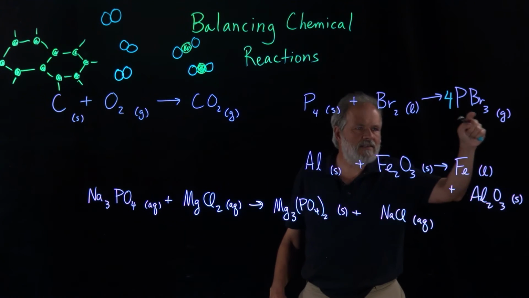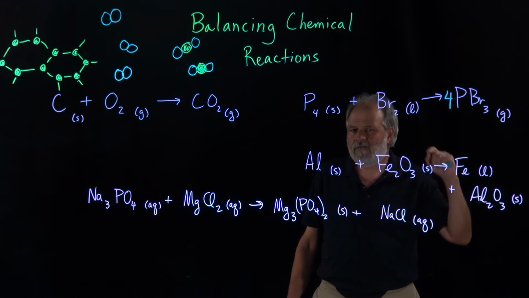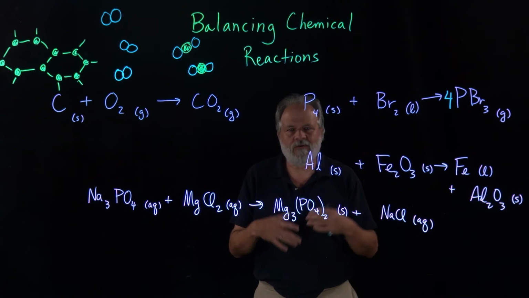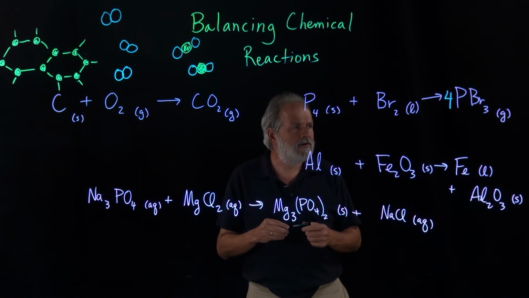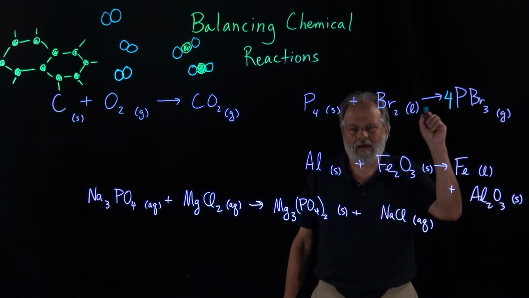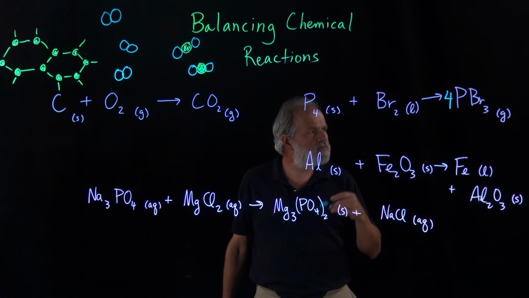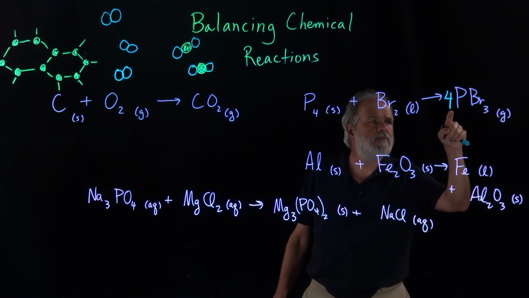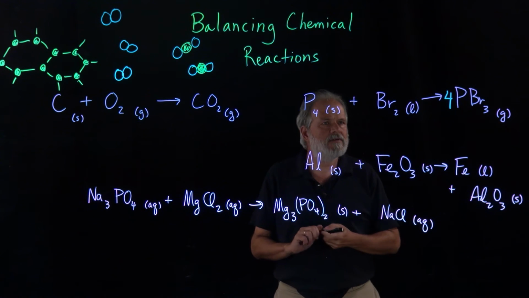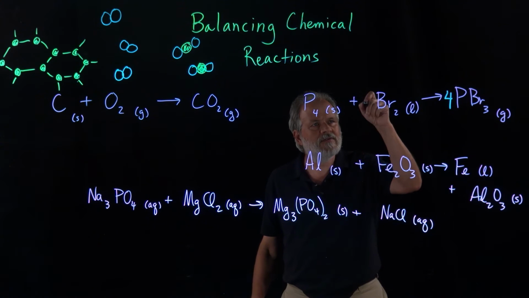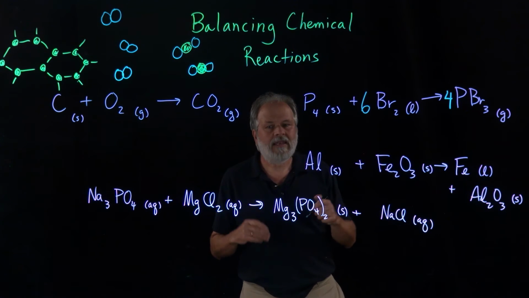You cannot change these subscripts, because if you change them, like if you put a 4 here, it's a different molecule. P4Br3 would have a different Lewis structure than PBr3. As a matter of fact, P4Br3 is not a molecule at all. So you can only change the numbers out front. Once you do that, now we have to consider the other element, which is bromine. We have 4 PBr3 molecules, and that's a total of 12 bromine atoms. In order to get 12 bromine atoms, I need to use 6 diatomic bromine molecules, and now this is balanced.